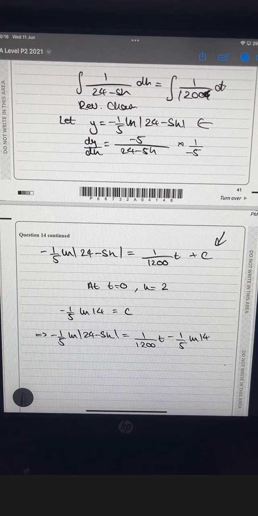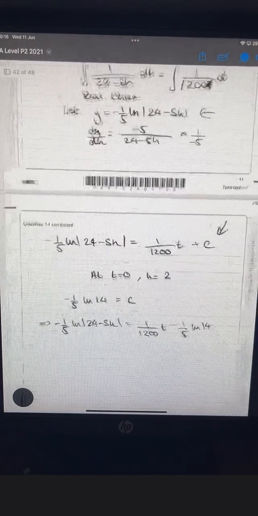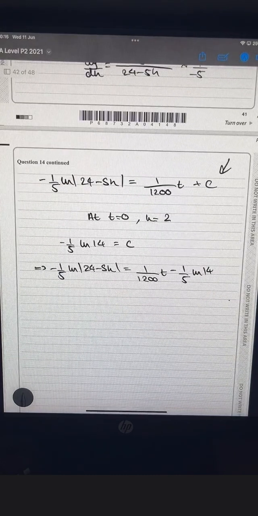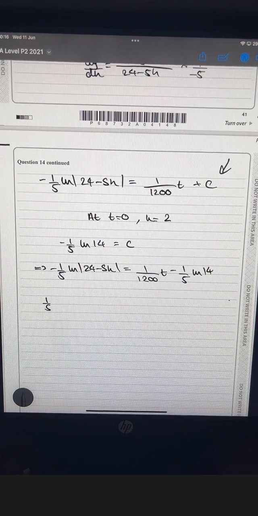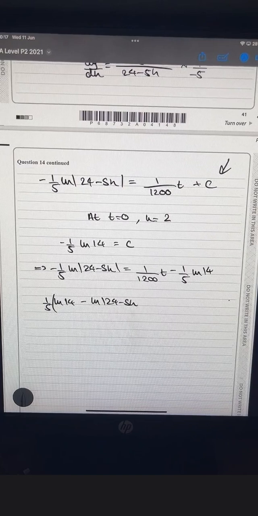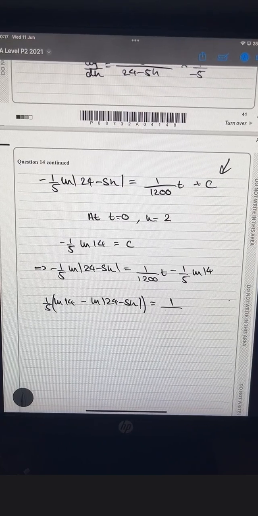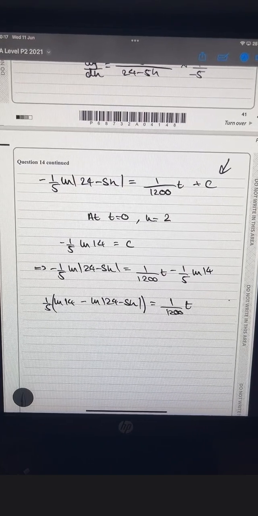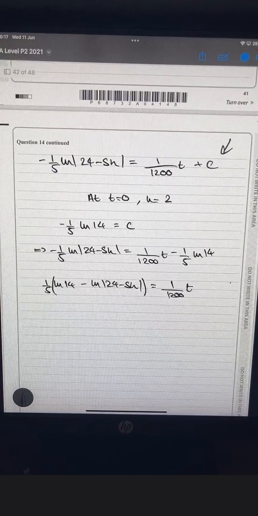So what am I going to do from this stage? I will need to get all my ln's onto one side, right? Let's just tidy that up first, right? So if I put my ln onto this side, I'd have 1/5 ln of, and I'm going to factorize out my 1/5 now, actually. ln of 14 minus ln of 24 minus 5h is equal to 1 over 1200 t. All right, so that's what I did there. I literally just added this onto here and factorized out the 1/5. So I have just ln's in that.